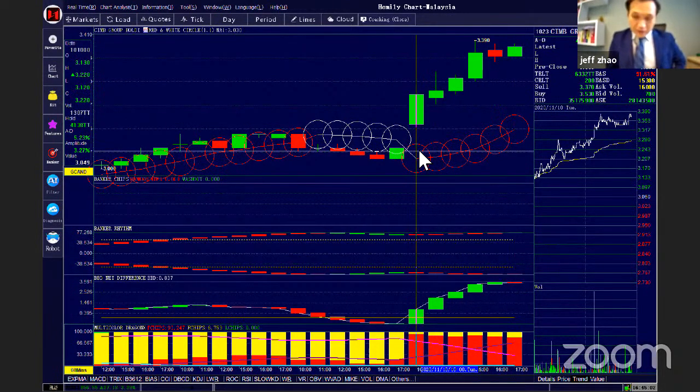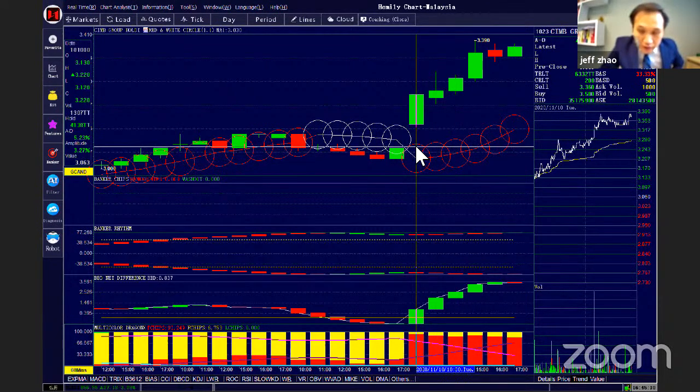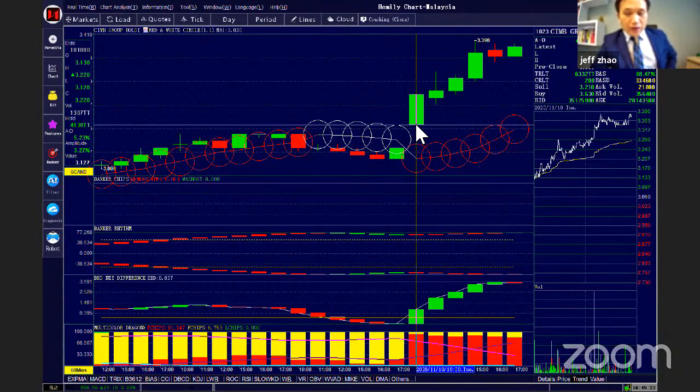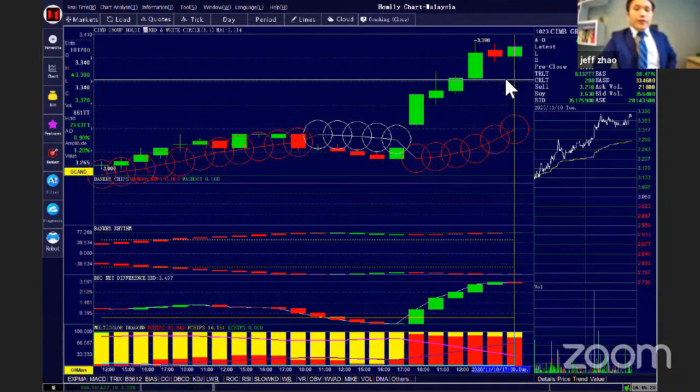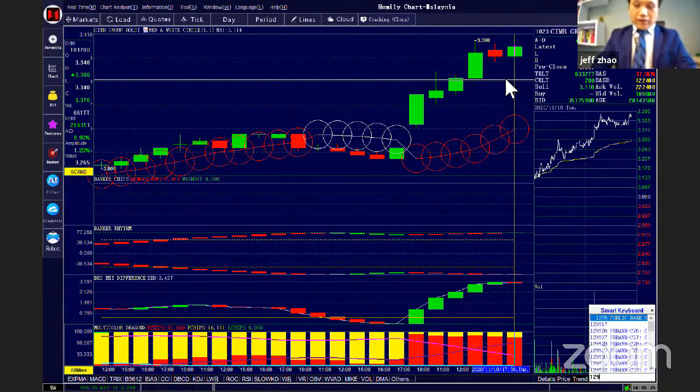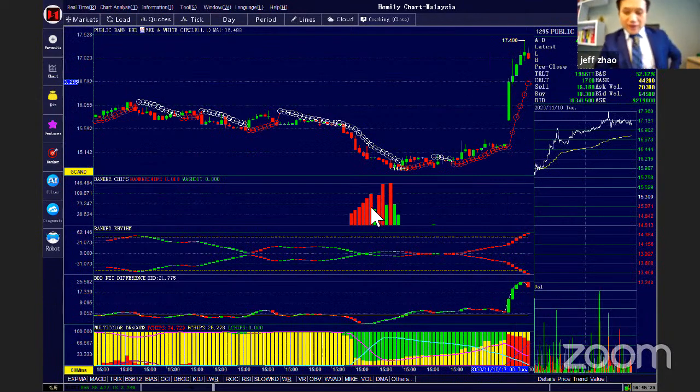This buy point appears on the 10th of November, 10 o'clock. So the buy point is 3.12 ringgit. Now it's 3.359 ringgit. And for the big counters, Maybank or Public Bank, the same thing happens.